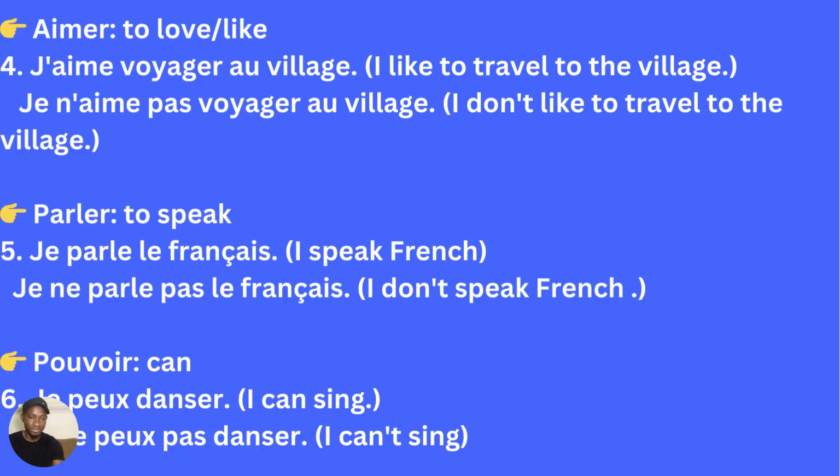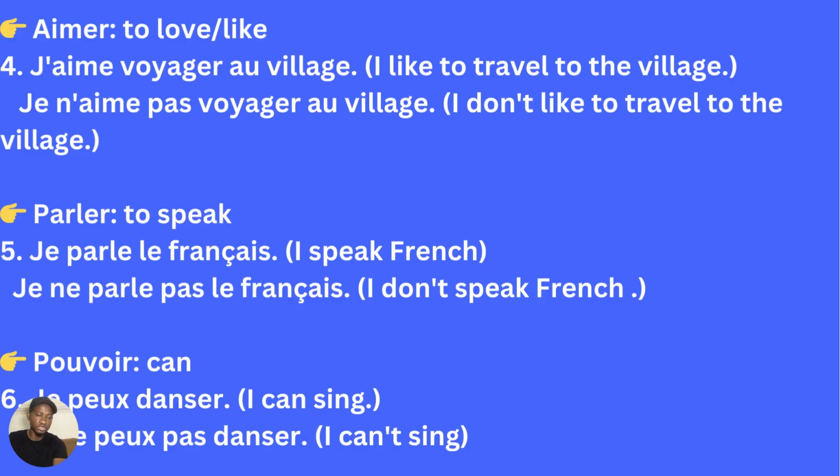Parler says what? Je parle le français. Now, how do I say I don't speak French? You put the ne and the pas around the parle, and it becomes what? Je ne parle pas le français. It's so easy, guys. Once you know how the normal conjugation is, making it negative is a walk in the park.